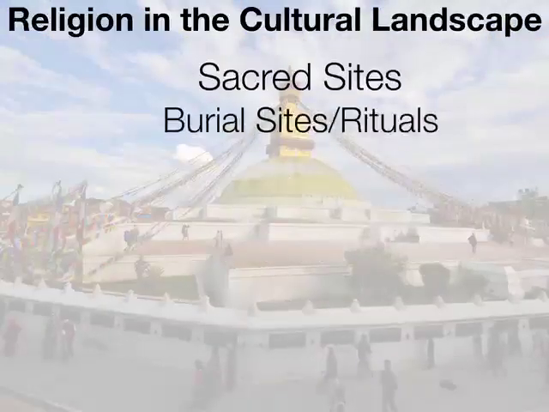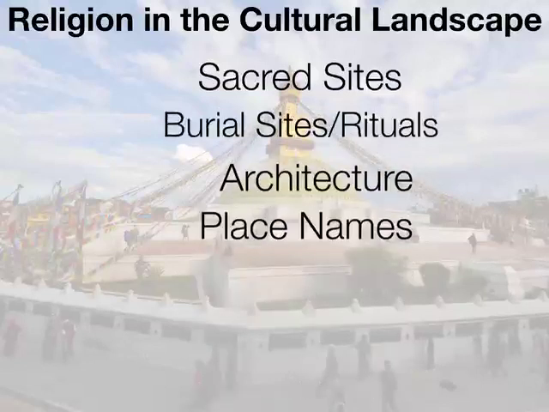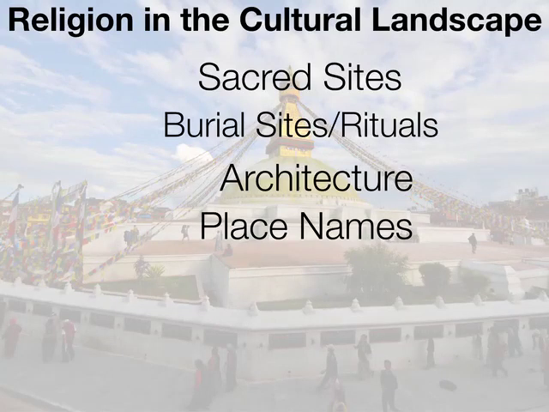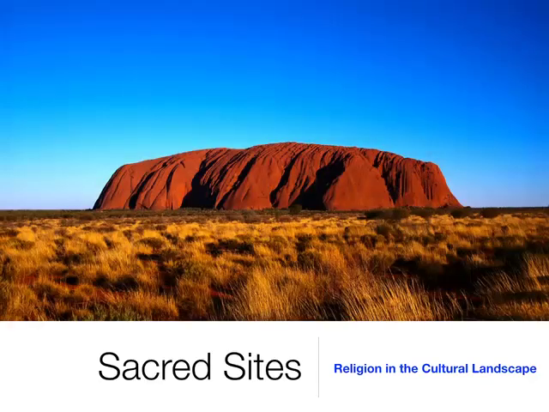There are four aspects of how religion impacts the cultural landscape that we're going to examine in this lecture, and those four aspects are sacred sites, burial sites and rituals, architecture, and place names. Let's go ahead and get started with sacred sites.